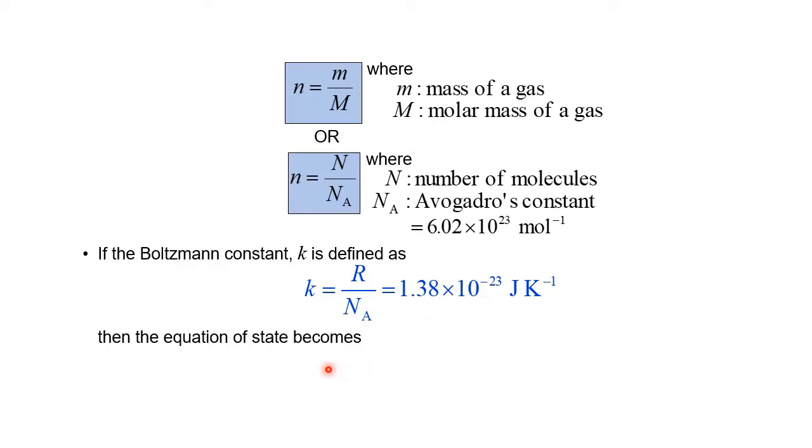Then the equation of state becomes PV equals NkT. So yang ni juga adalah formula untuk ideal gas. Tadi adalah PV equals nRT. n tu adalah n kecil, tu adalah number of mole. Satu lagi formula adalah PV equals NkT. N dalam ni adalah number of molecule.